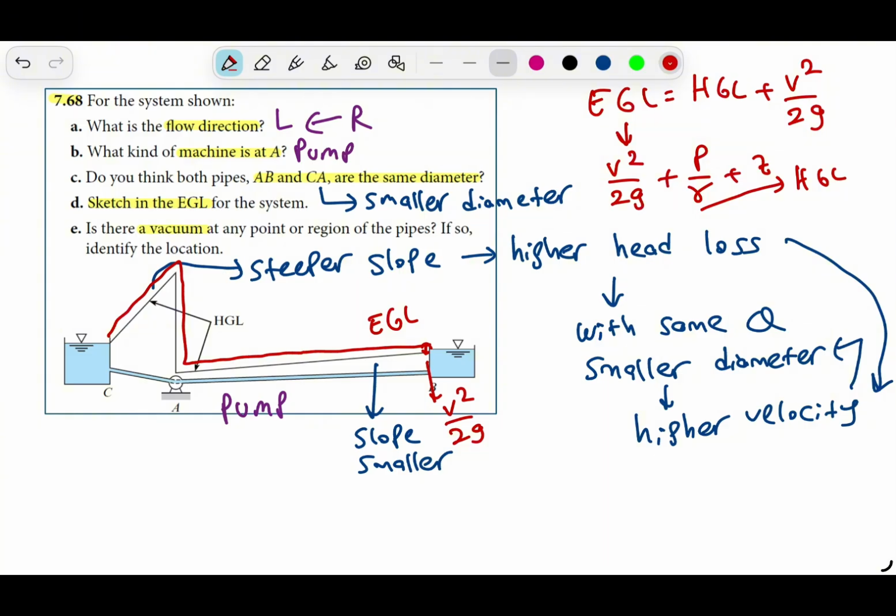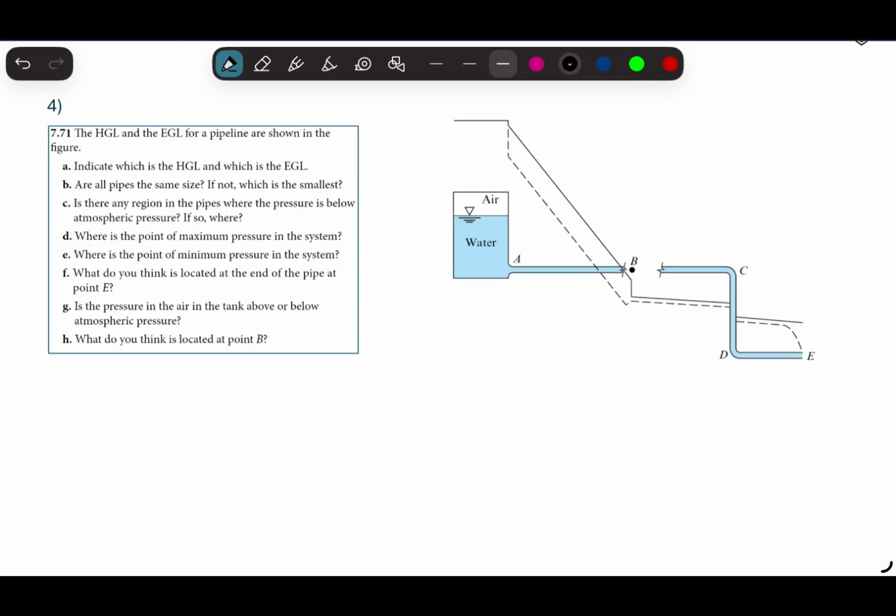And lastly, it asks if there's a vacuum at any point or region of the pipes. Vacuum means sub-atmospheric pressure, or a pressure that drops below atmospheric pressure. In the system, we cannot see anything related to this. So we will say no.